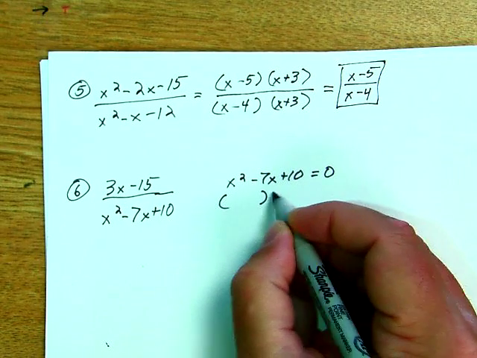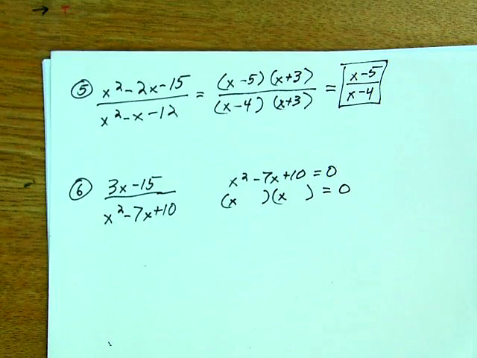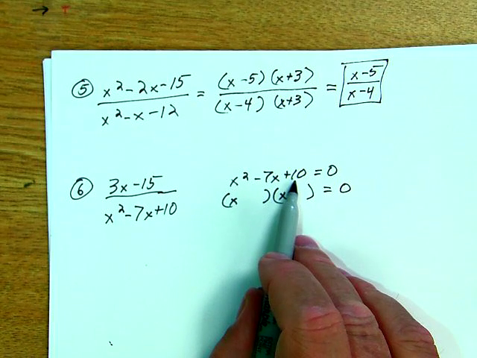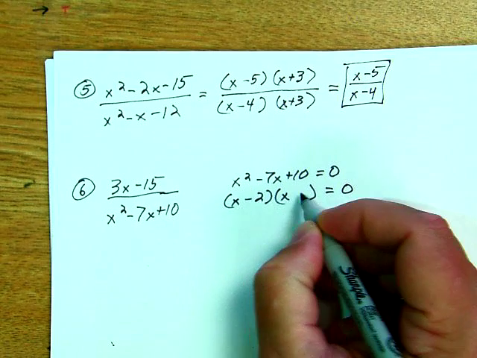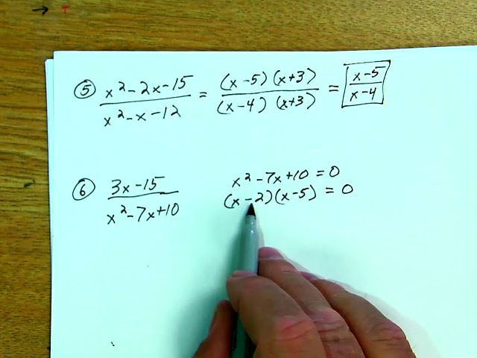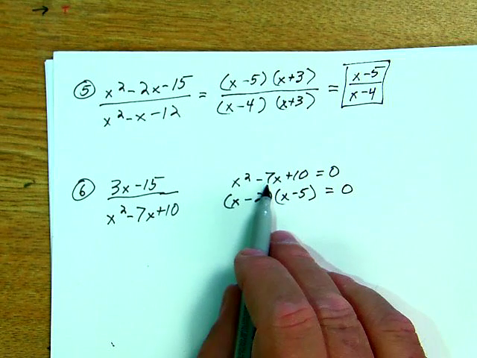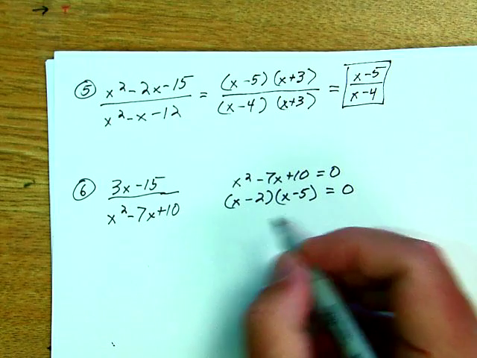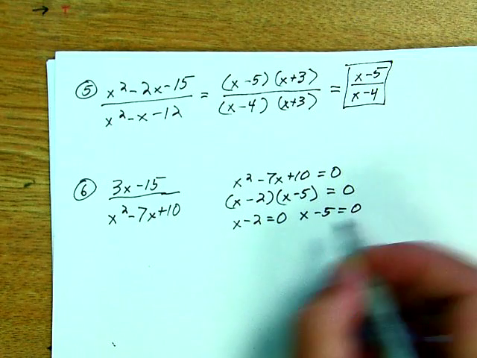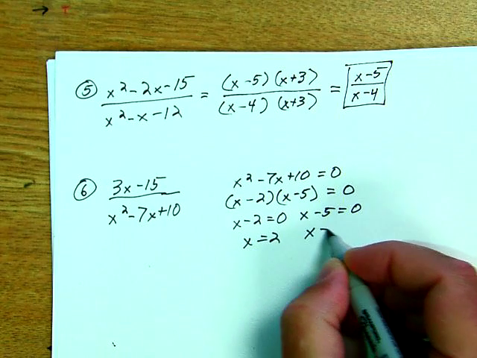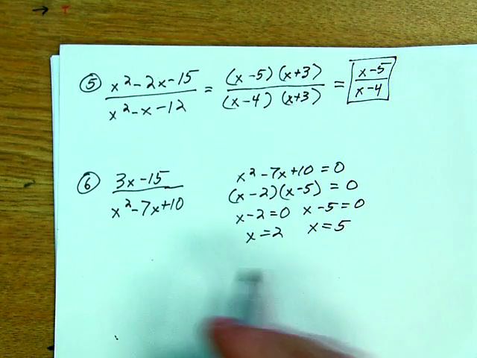And I'm going to factor. And I'll always have x at the beginning. Now, two numbers multiplied together give me positive 10, added together give me negative 7. So I can see right away that's negative 2 and negative 5. Negative 2 times negative 5 gives me positive 10. Add negative 5 and negative 2, I get negative 7. So then I set both of these equal to 0, and x equals 2 and x equals 5. So both of those are excluded values, and let's just make sure they are.